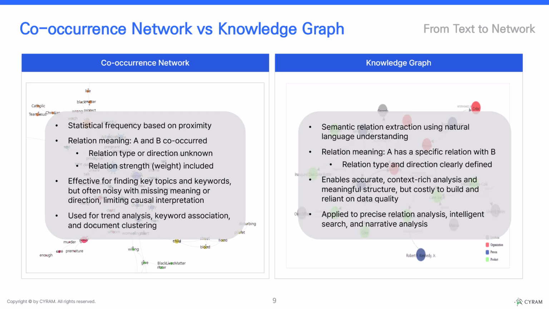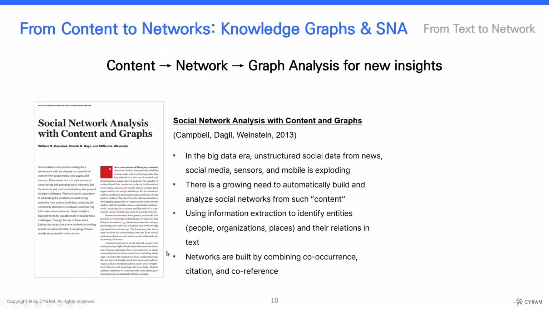When did researchers first start trying to build networks directly from text? Actually, this idea has been around for quite a while. Here's a paper from 2013 by Professor Campbell at MIT Lincoln Lab. The study showed that you could automatically build networks from unstructured data like news, social media, and even sensors by extracting entities and their relationships. The challenge back then was that it required a mix of complicated tools like NLP pipelines, entity recognition, rule-based systems, and each piece had to be implemented separately, which made it hard to apply in real research.